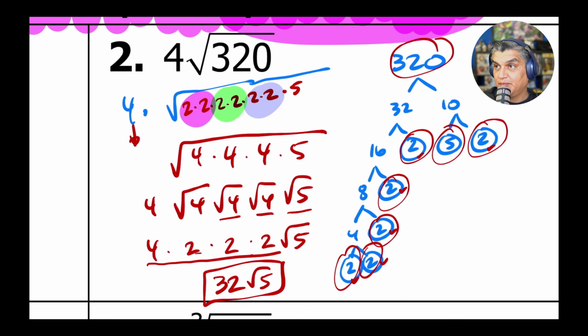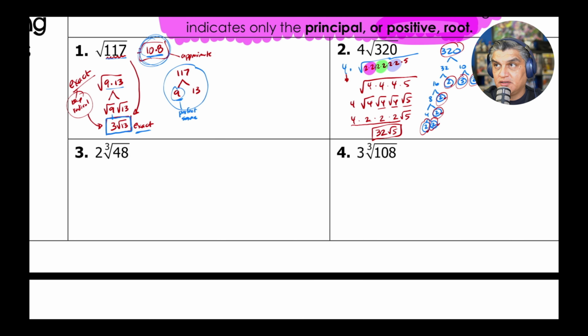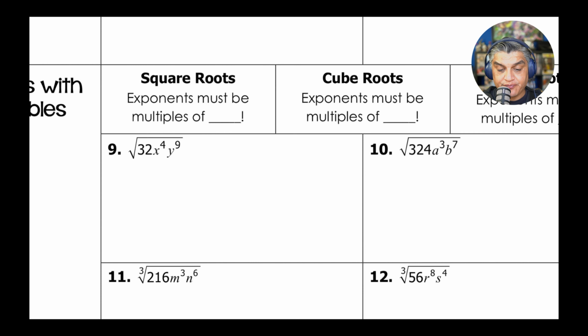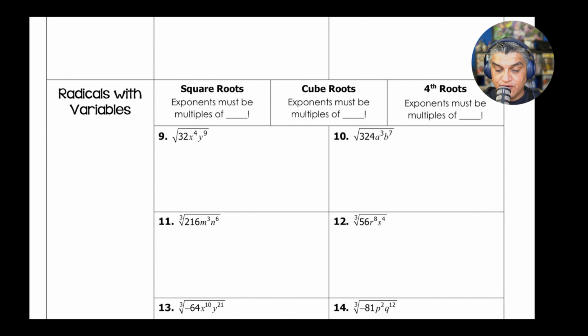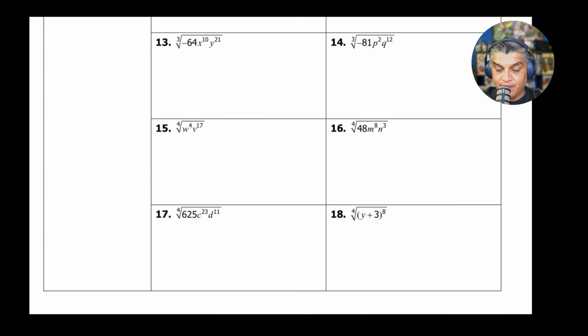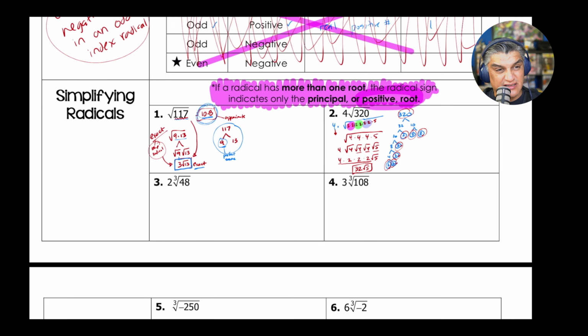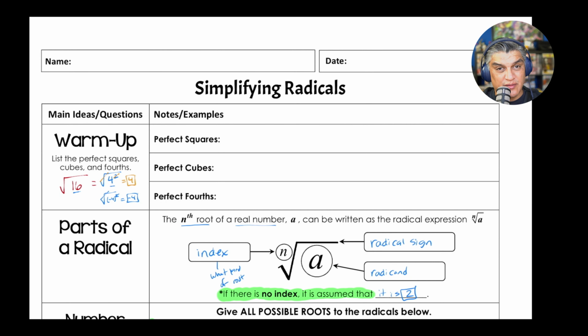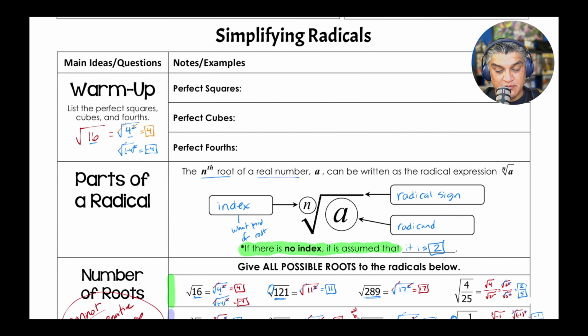I'll give you a second to copy that. So I'm going to stop here because class ends in 5 minutes. But we're going to try these two tomorrow. And then we're going to try a few with variables, right? And then that's pretty much it. This is a pretty simple lesson because you've done it before.